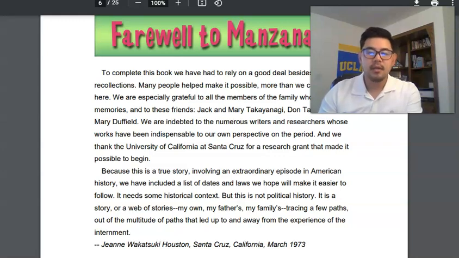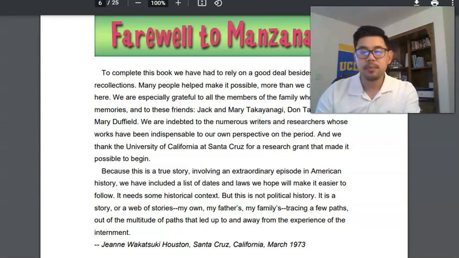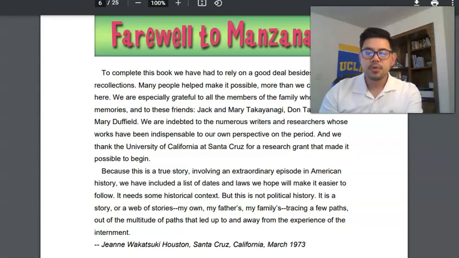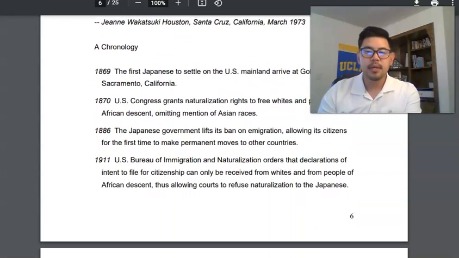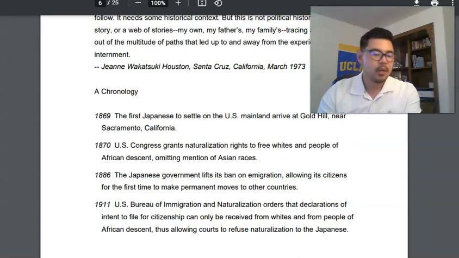Okay, let's look at the beginning of Farewell to Manzanar, and here's a little PDF to look at the very beginning. Here's the foreword by Jeanne Wakatsuki Houston, who wrote the book, talking a little bit about why she wrote the book. If you scroll down in the beginning of your book, in my book it's page 13, Roman numerals, so XIII, all lowercase.